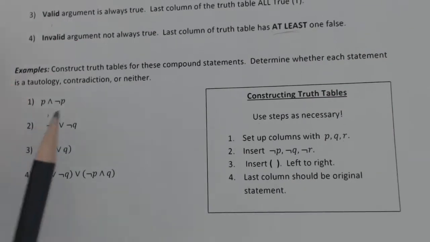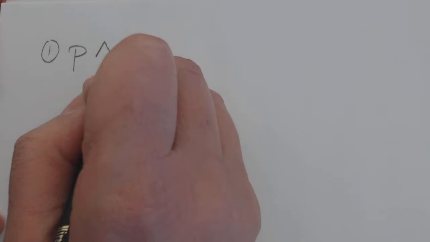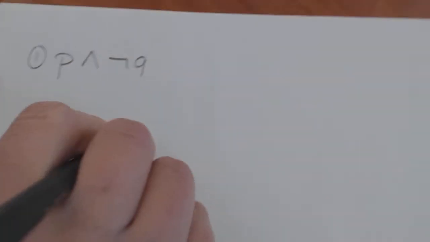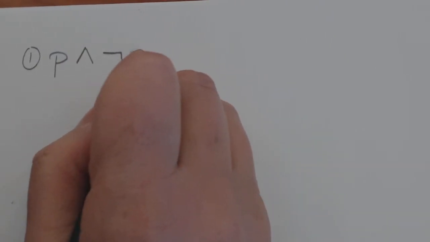The first one is going to be P and not P. I'm going to do it on a separate sheet of paper. It would be a good idea if you got a separate sheet of paper as well, because these could be lengthy. So we're going to be doing P and not P.